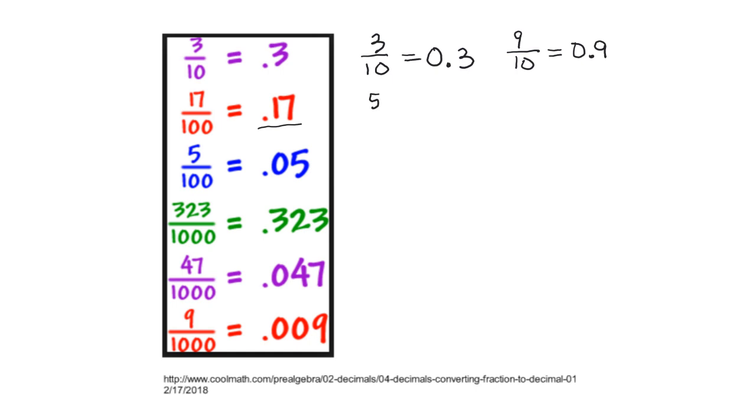Same thing if I put 53 over 100. That's called 53 hundredths. Remember that hundredths position would be the last digit, so 53 hundredths. And again, this one here is 5 hundredths. That's a nice one. It's a single digit number.